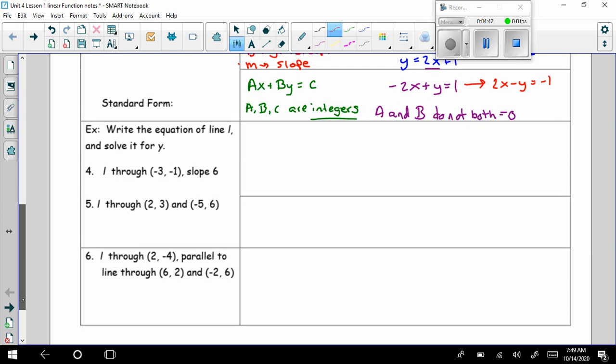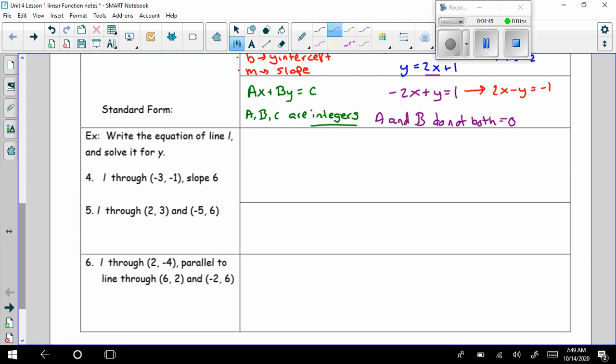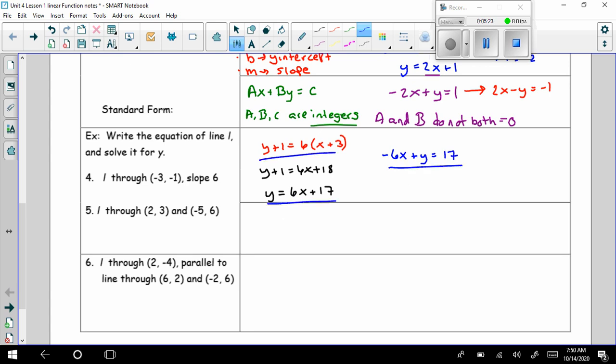And then just practice writing an equation for a line. So let's go ahead and write these in all three formats. We have y minus negative, so plus 1, equals 6 times x minus negative, or plus 3. So there's point slope form. Converting that, we have y plus 1 equals 6x plus 18. So y equals 6x plus 17. And then converting it once again, we get negative 6x plus y equals 17. So there's your three forms for this line.